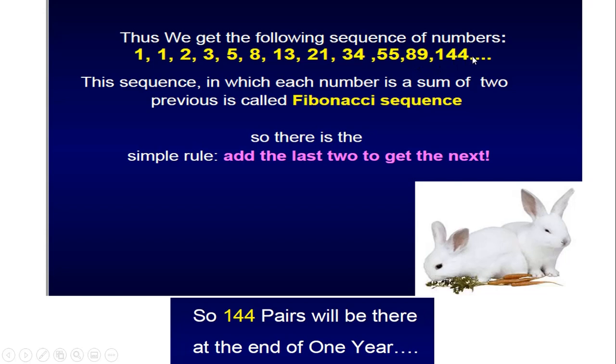So you can now determine the succeeding numbers. How? Just add the previous number. So this sequence is called the Fibonacci sequence. There is the simple rule: just add the last two to get the next. So if you add 89 plus 144, what will be the number here? And you can do it, you can find the rest of the numbers. Okay, so that is the Fibonacci sequence.